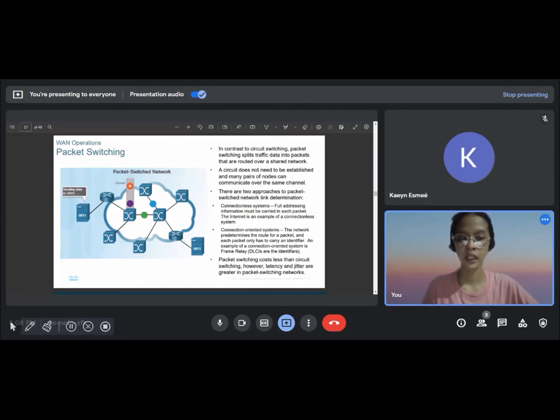Connection-oriented system: the network predetermines the route of a packet, and each packet only has to carry an identifier. An example of a connection-oriented system is frame relay. The LCIs are the identifiers. Packet switching costs less than circuit switching. However, latency and jitter are greater in packet switching.